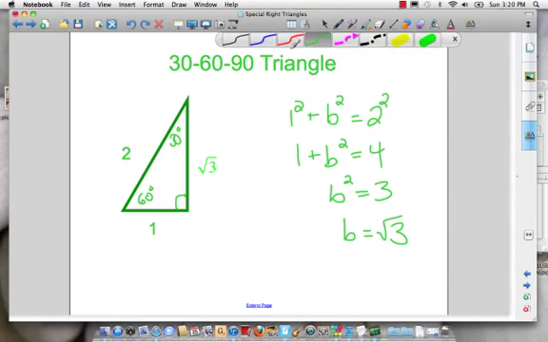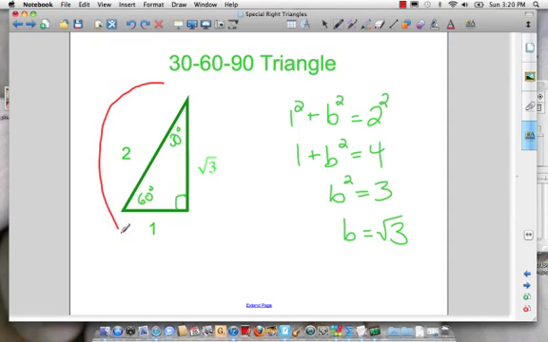And again, I'm going to circle in red what you need to get onto your paper that you're going to turn in as homework. This 30-60-90 triangle goes onto the same sheet of paper as your 45-45-90 triangle. So go ahead and pause the video and get that onto your paper.